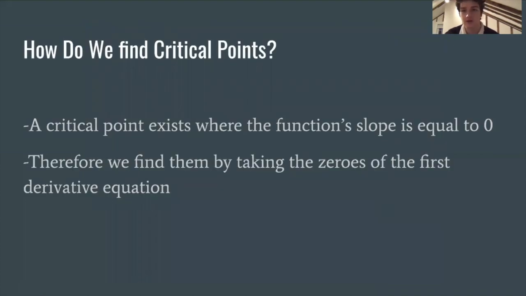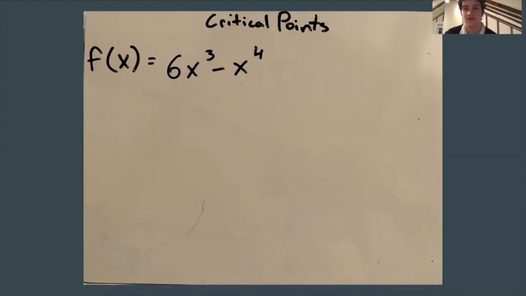Now, how do we find critical points when given the equation of a function? A critical point exists when the slope of the graph is equal to zero, as we said. So therefore, to find these critical points, we take the zeros of the first derivative equation. Here's an example of finding the critical points of a function.